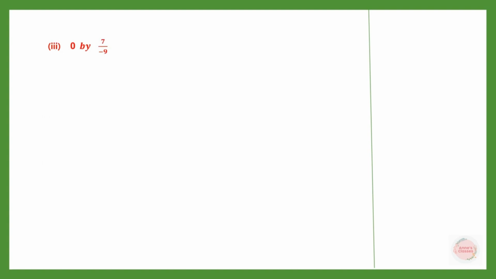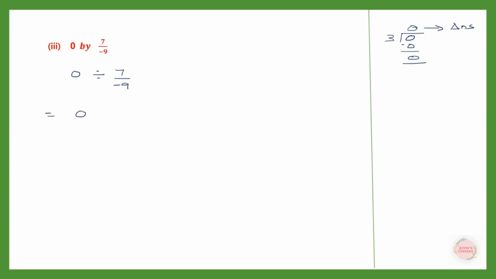0 divided by 7 by minus 9. Now 0 divided by any number. Now suppose you just take a normal number, divide 0 by a regular number. 3 zeros are 0. So our quotient here is 0. That is our answer, isn't it? So when you divide 0 by any number, your answer is 0.